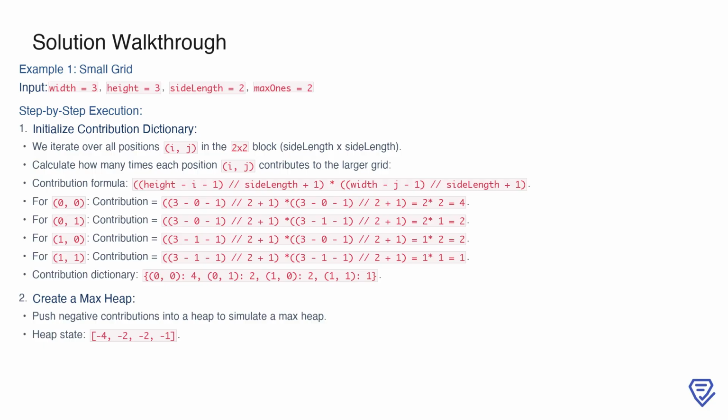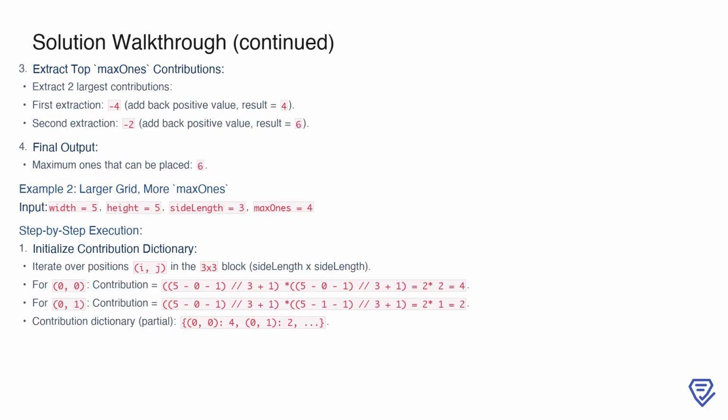Similarly, position 0, 1 contributes 2 times, 1, 0 also contributes 2 times, and 1, 1 contributes just once. This gives us the contribution dictionary: (0,0): 4, (0,1): 2, (1,0): 2, (1,1): 1. Next, we push these contributions into a max heap, storing their negative values since heaps in Python are by default min heaps. The heap ends up in the state -4, -2, -2, -1, which allows us to efficiently extract the largest contributions later.